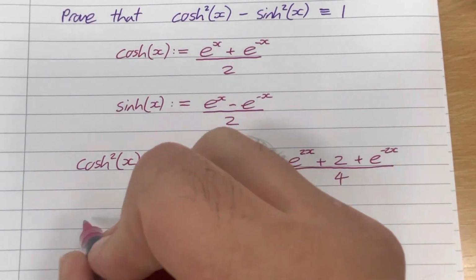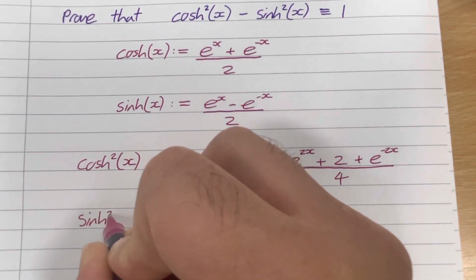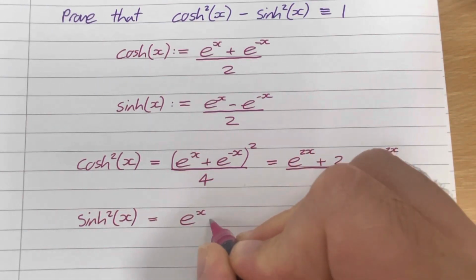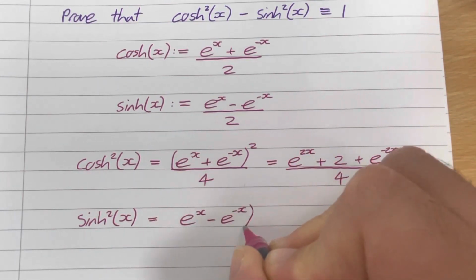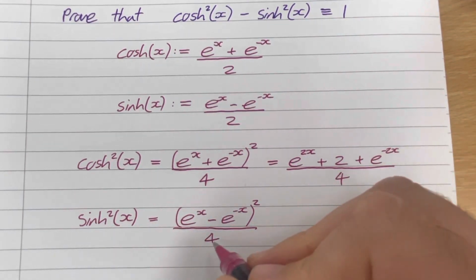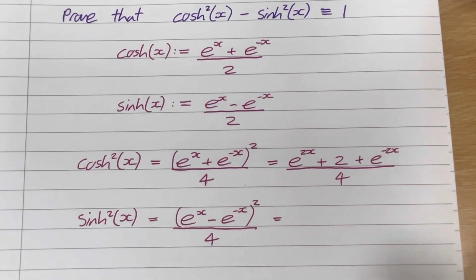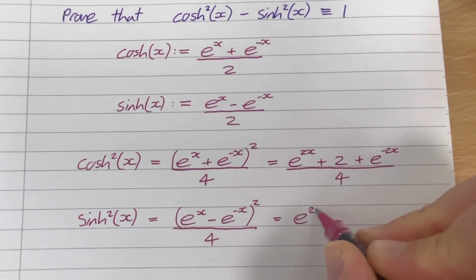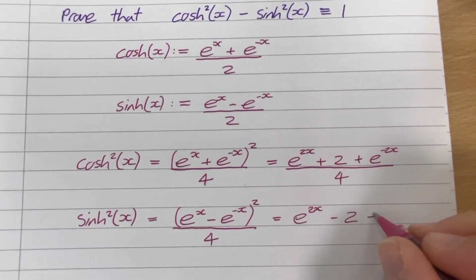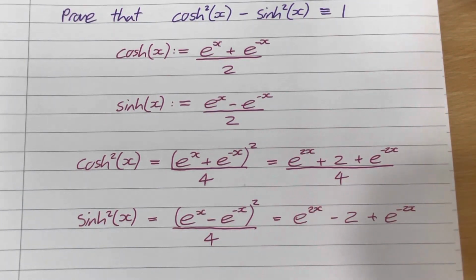Something similar can be done for sinh. So sinh squared of x is going to be e to the x minus e to the minus x, squared, all over 4. Again, multiply out the numerator. We're going to get e to the 2x. I'm going to get a minus here, and then a plus again e to the minus 2x, and that's still all over the number 4.